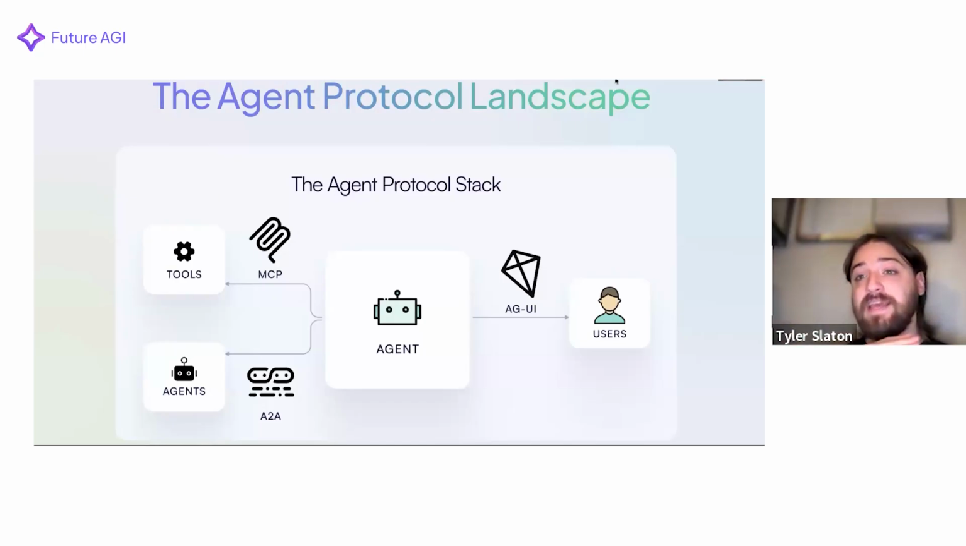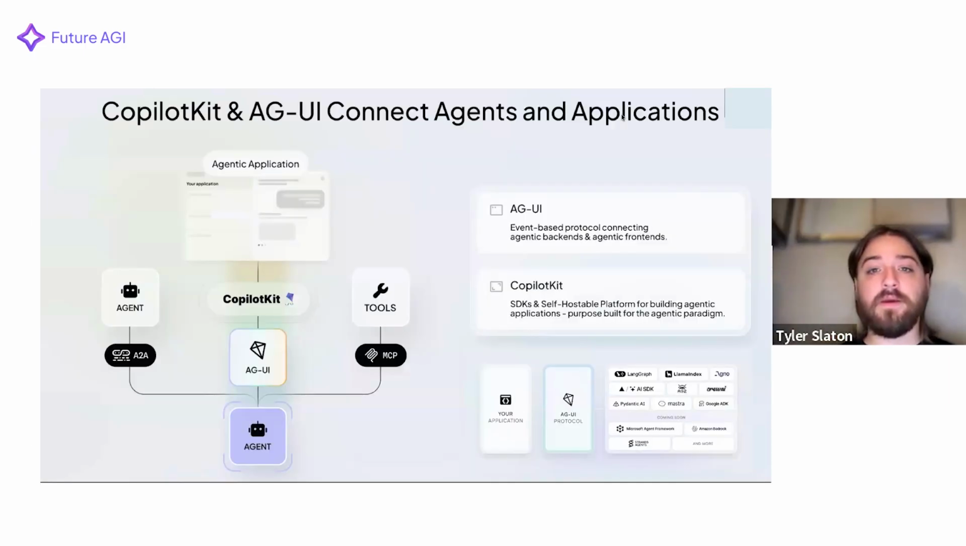And AG-UI is the Agent User Interaction Protocol, right? So we have how a model gets context and can go do things. We have how an agent can communicate with another agent. AG-UI is how we communicate with our users.